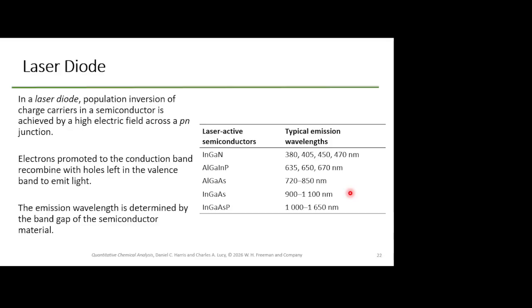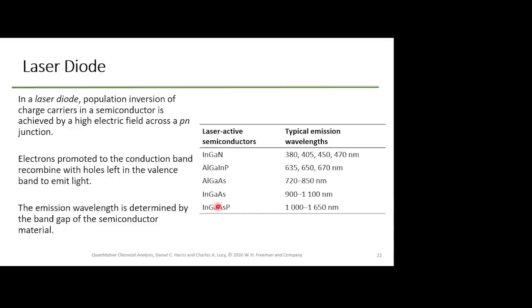So the laser diode, this is going to be your population inversion of your charge carriers. In a semiconductor, it's going to be achieved by a high electric field across a p-n junction. Electrons promoted to the conduction band are going to recombine with holes left in your valence band. These are going to emit light. The emission wavelength is going to be determined by the band gap of your semiconductor material. And so the development of semiconductors greatly helped out lasers, or maybe vice versa too. Honestly, it went both ways.